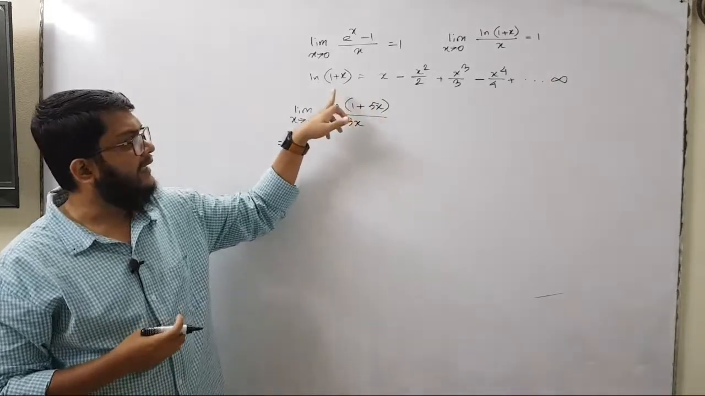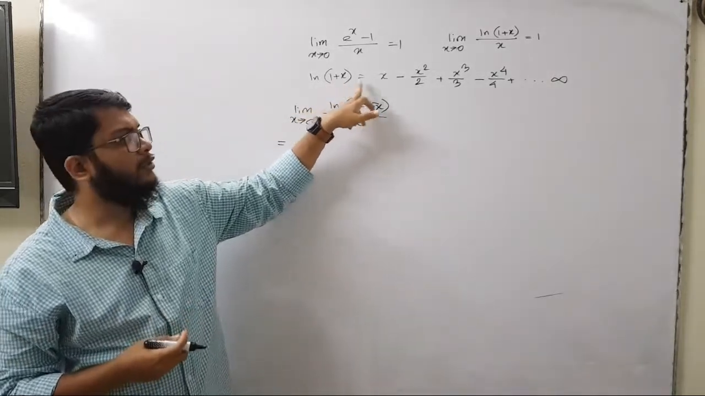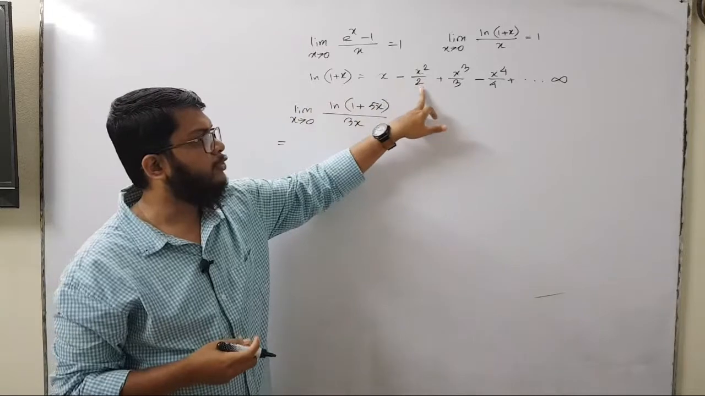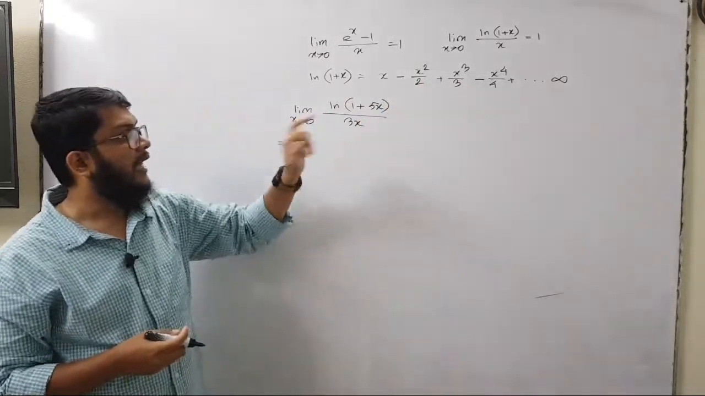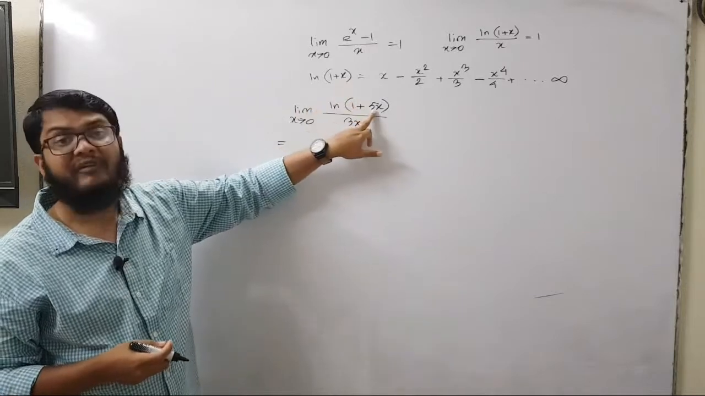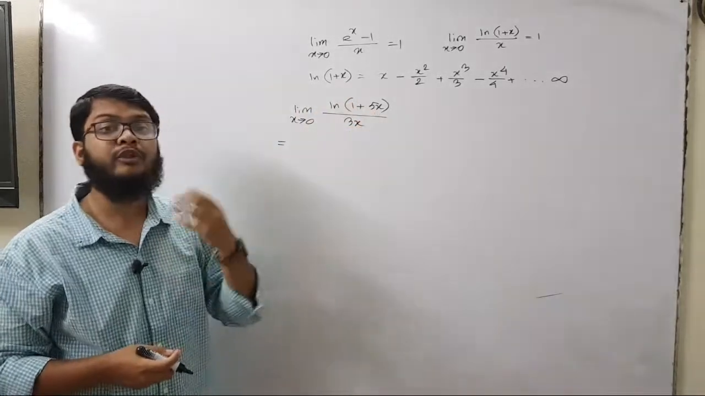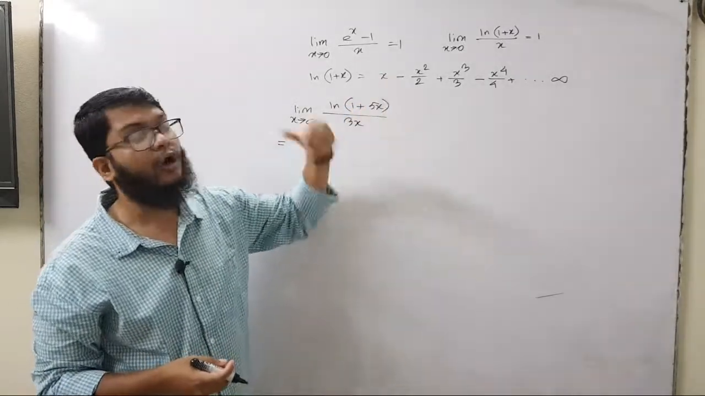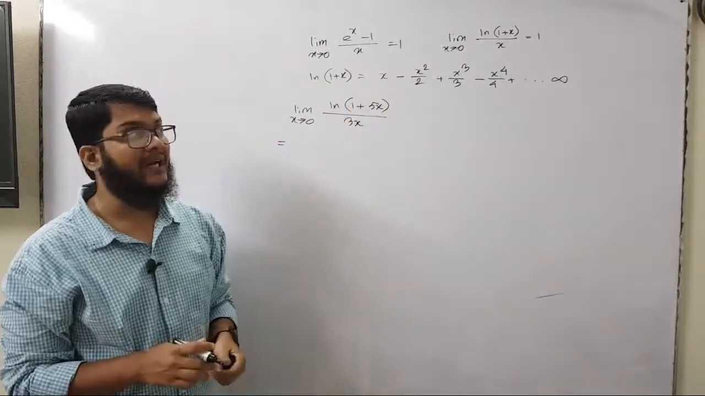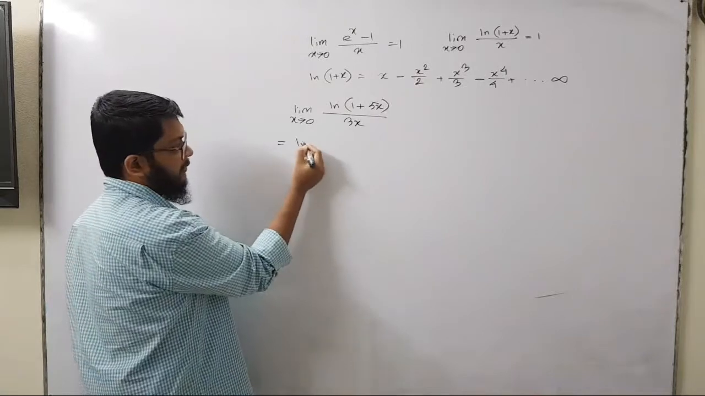So you can see that ln(1 + x) is equal to x minus x squared by 2 plus x cubed by 3 minus x to the 4 by 4 all the way to infinity. Now, instead of x, you have 5x here. So you have to replace x with 5x in all the terms. So what would it become?